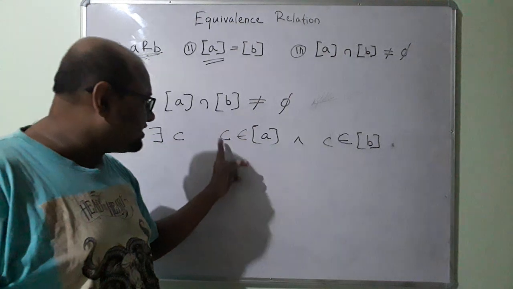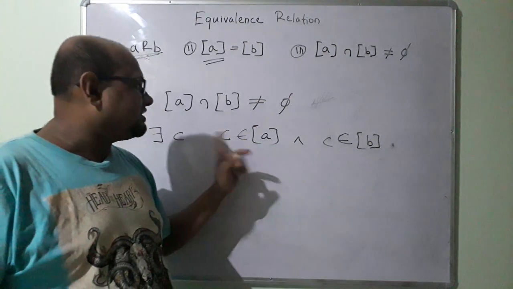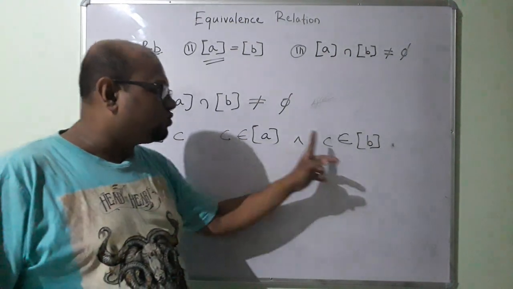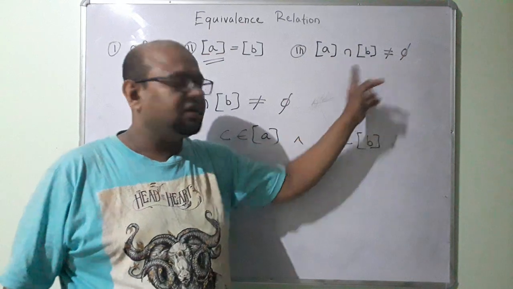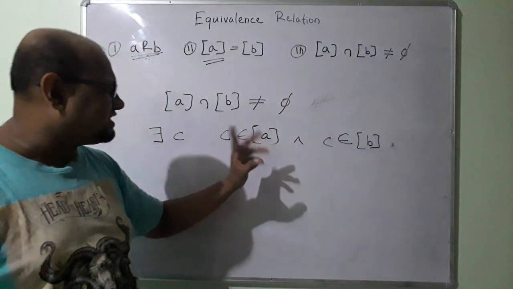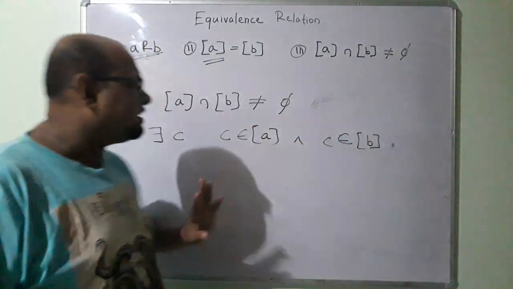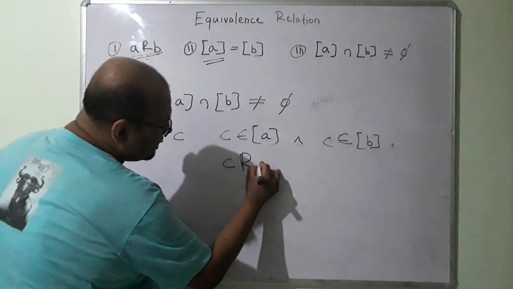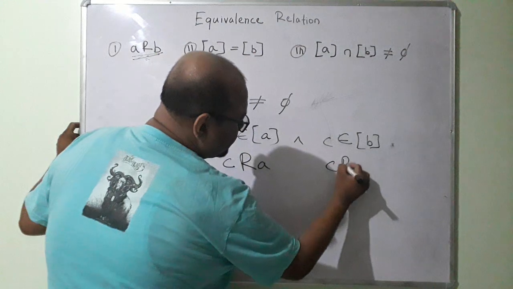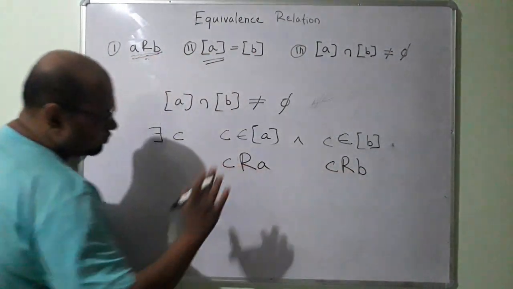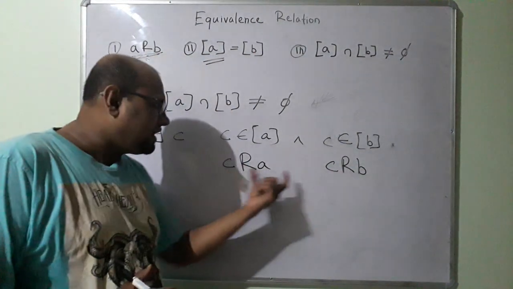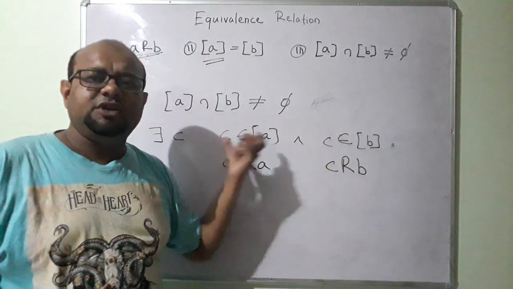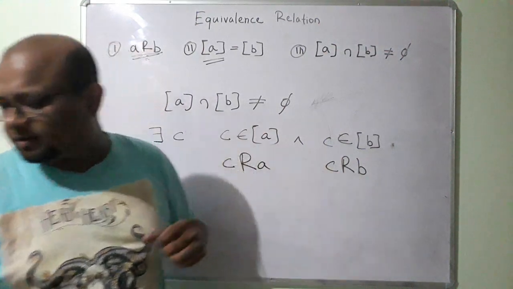That means there is some element C such that C belongs to both of them. So let us say this C belongs to A and this C belongs to B. What does this mean? This means that C R A and C R B is true. That means there is some CA and CB that belongs to this relation. Alright.